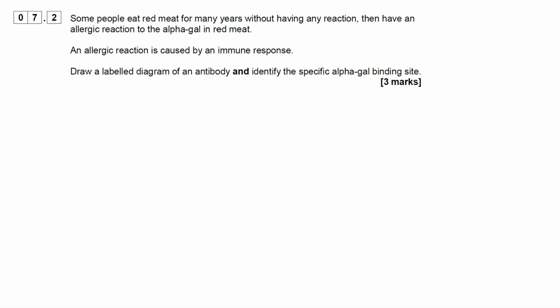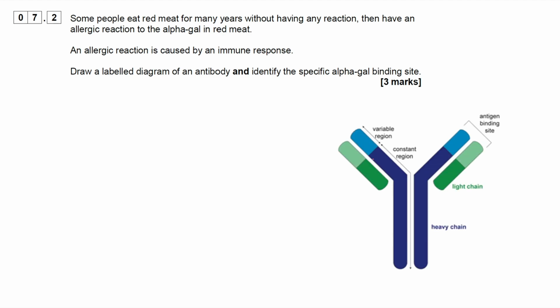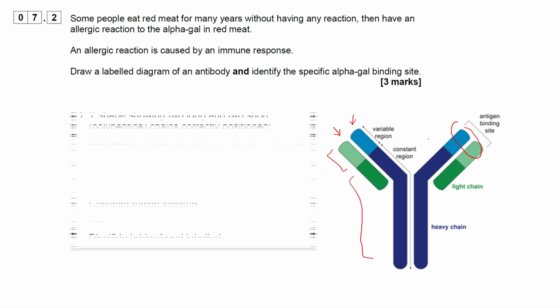So this is how the antibody looks like. It's a Y-shaped structure having a heavy chain and a light chain. The top part of both the heavy and light chain is called the variable region, and this is where the antibodies differ from each other. The rest of the bottom part is the constant region. So the binding of the antigen takes place here at the end. So that's why it's called the antigen binding site. And that would be the same for the alpha-gal as well.